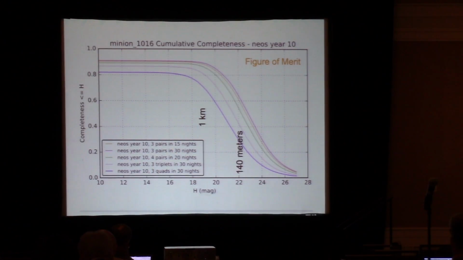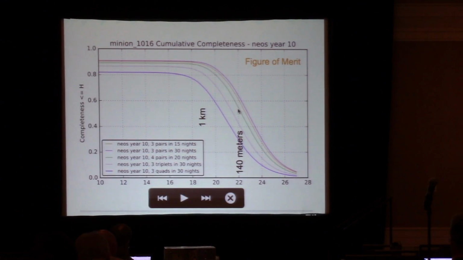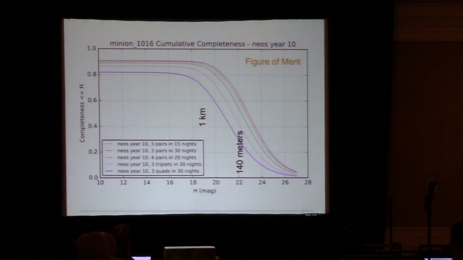Here are my 5 curves, and you can see that at 140 meters, the completeness, which is on this vertical axis, is sort of like 50% for all of them. But in fact, the purple line is more like 30% at 140 meters, and whatever these colors are at the top is more like 60% at 140 meters. So there is a difference here that is worth noting. And again, just to emphasize, for any given run of OpSim, I can tell you the completeness as a function of size.